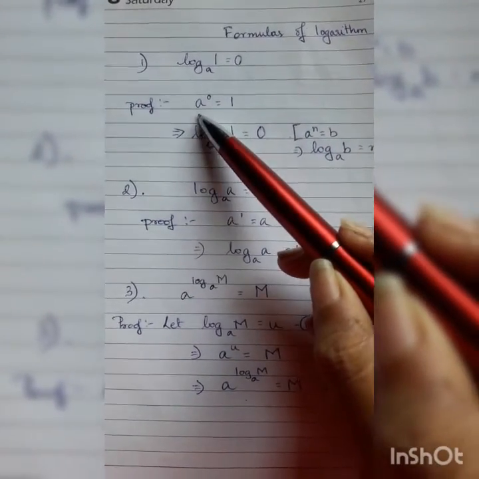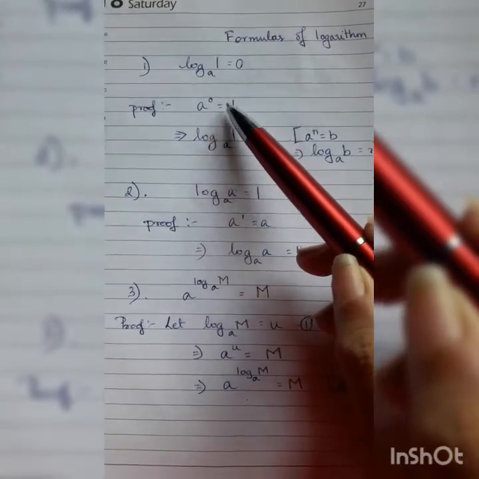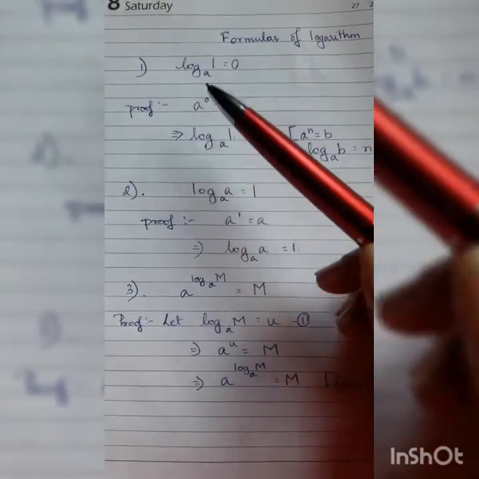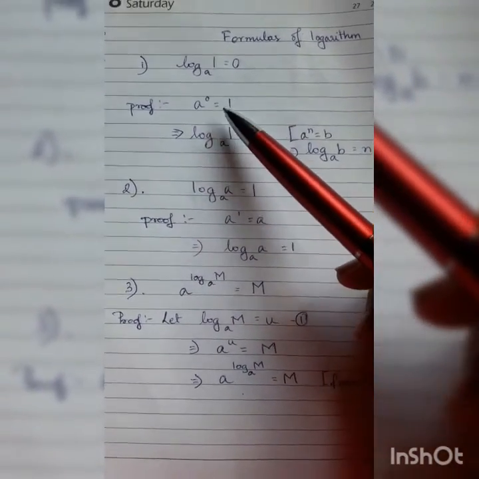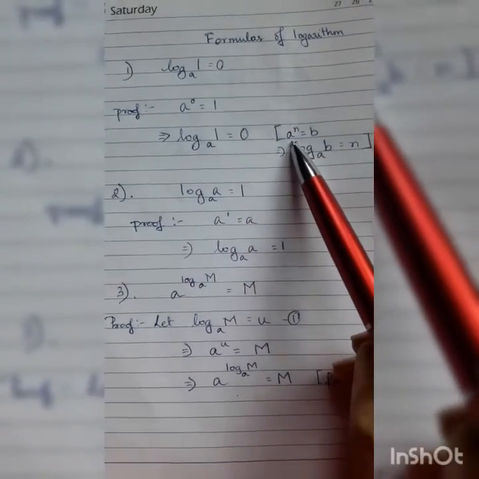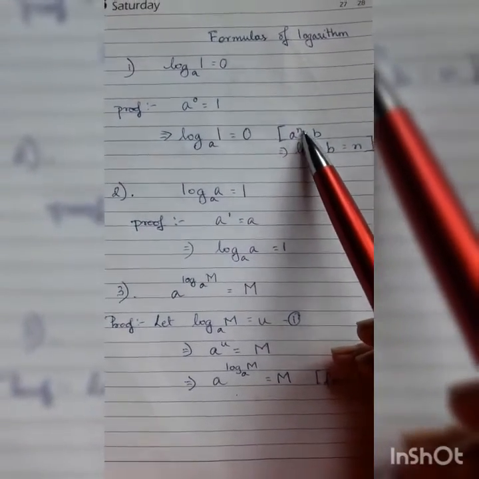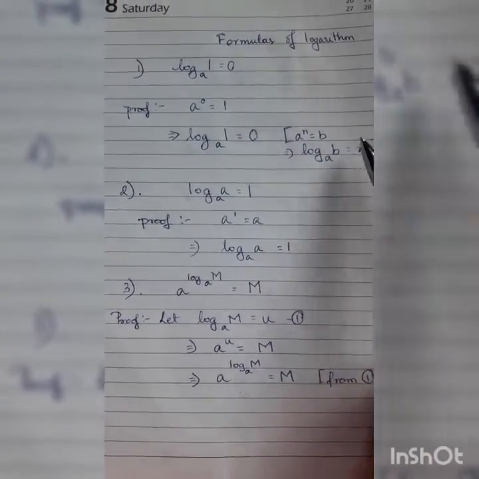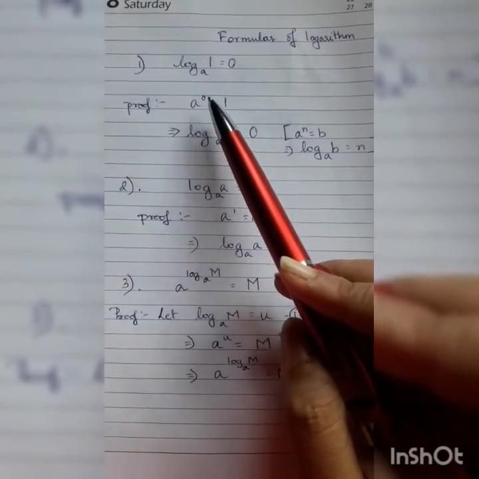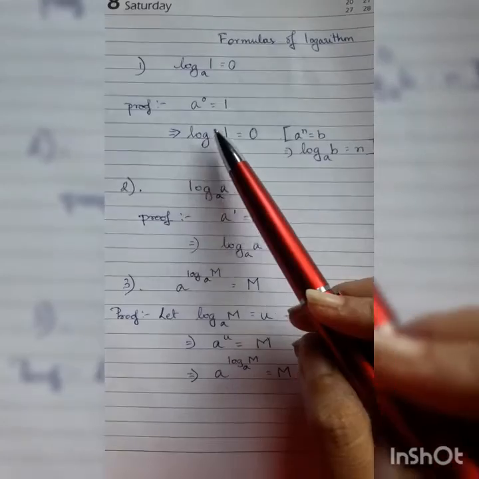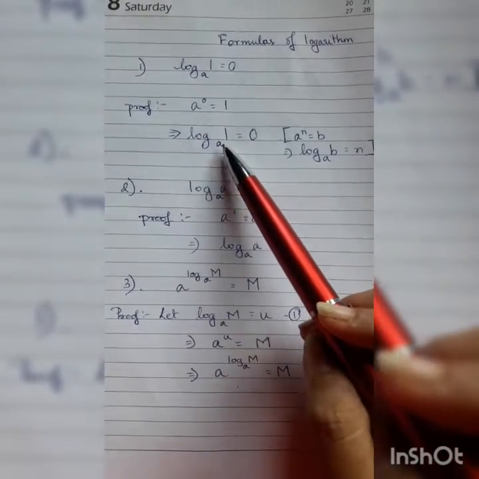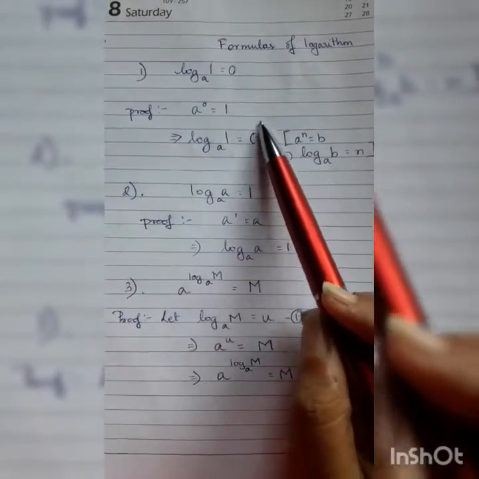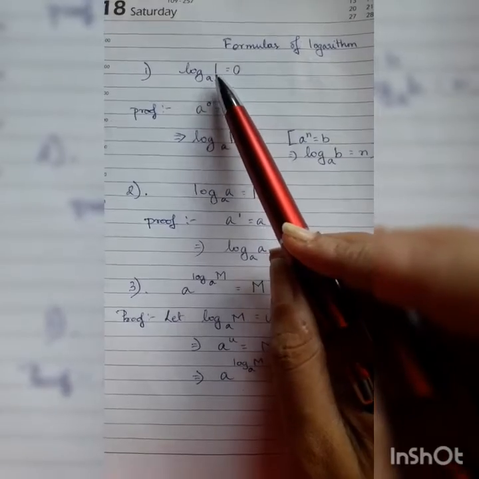We know any number to the power of 0 is equal to 1. Here a is nothing but a real number greater than 0. So a to the power of 0 is equal to 1. Now from the definition of logarithm we have, if a to the power of n equals b, then log b to the base a equal to n. So if a to the power of 0 equals 1, then log 1 to the base a equals 0. So this is the way we get log 1 to the base a equal to 0.